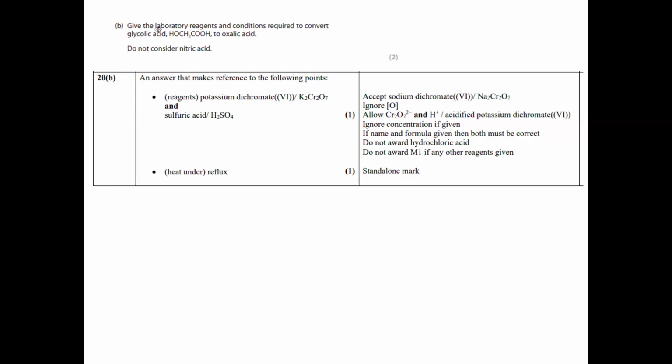Part B says give the laboratory reagents and condition required to convert glycolic acid to oxalic acid. Give the laboratory reagent and the condition required. Okay, now let's see what this glycolic acid is. So glycolic acid is something like this. One side is a COOH group, so I put that COOH group on this side. The other side is CH2OH. That means the other side is a primary alcohol.